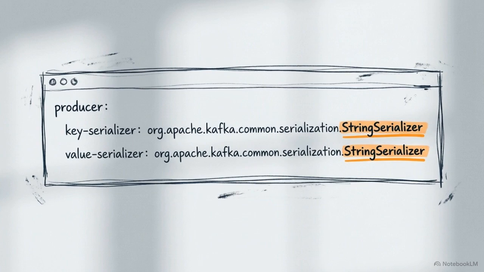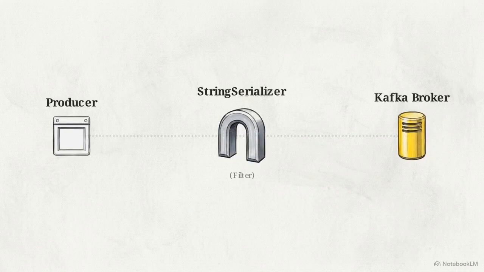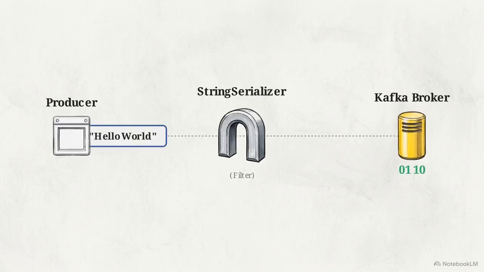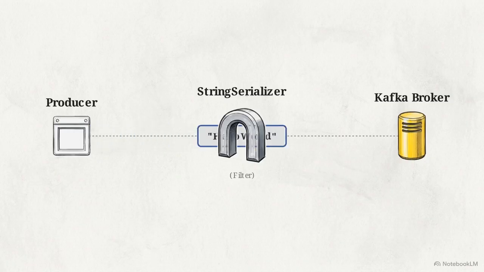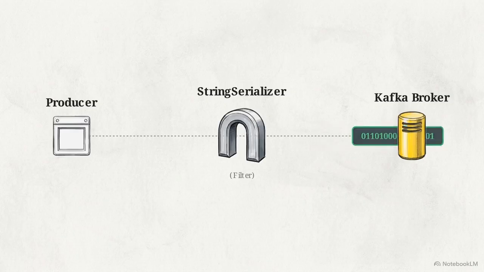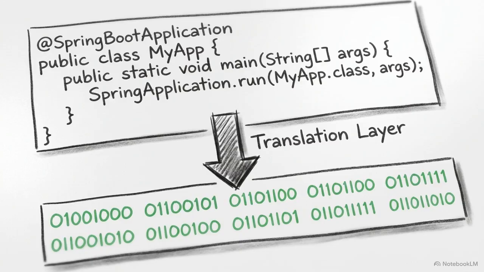This diagram shows why this step is required. Kafka brokers do not read text. They operate exclusively on raw bytes. Your human-readable strings must pass through a serialization filter to become binary code before they can enter the network. These specific configuration properties act as the critical translation layer. They sit directly between your high-level application logic and the low-level network transmission.